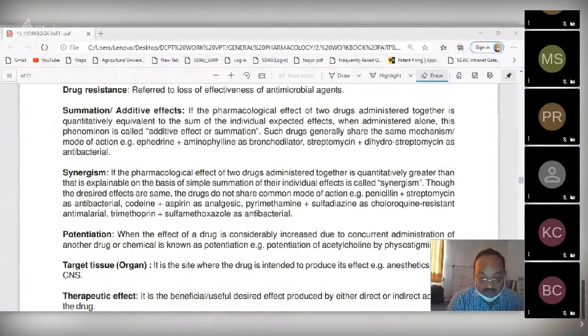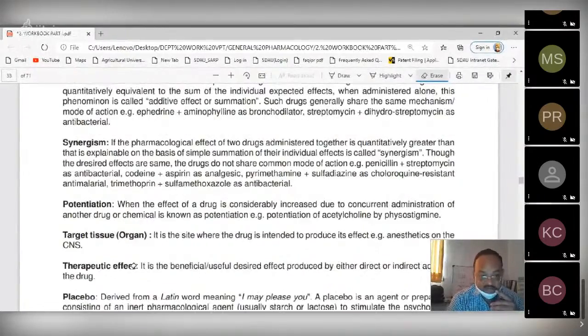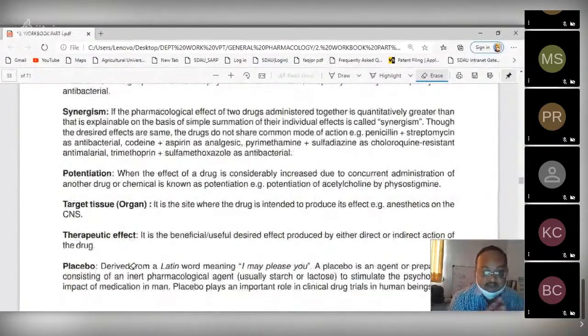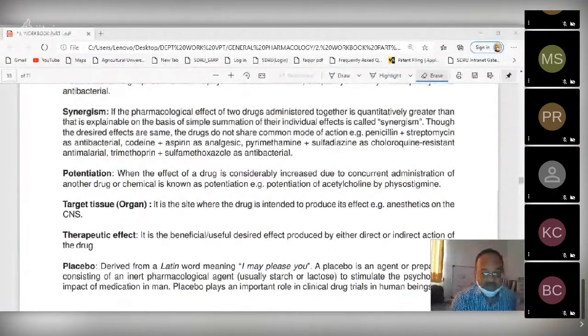This is another example. Then the next one is synergism. What is synergism? If the pharmacological effect of two drugs administered together is quantitatively greater than... So here it is very easy to understand. Don't look at the fashionable words and all these things.